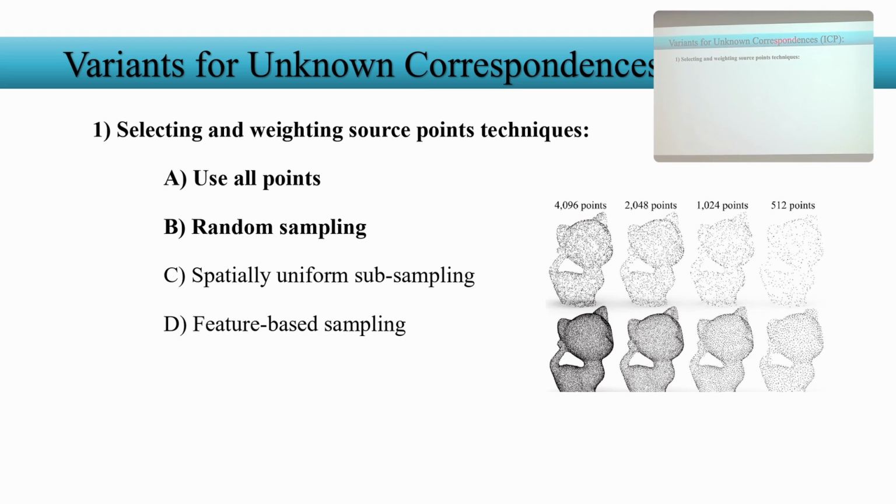So first of all, if we talk about the selecting and weighting source points technique, we can use all points or we can use random sampling. If you use all points, of course it's clear that it's very heavy, but random sampling says, okay, uniformly randomly sample from your point cloud. Depending on how much accuracy you want, you can see the density here. Step C is especially uniform subsampling, and type D is feature-based sampling. For these two, we discussed it. This is clear. Random sampling is there.